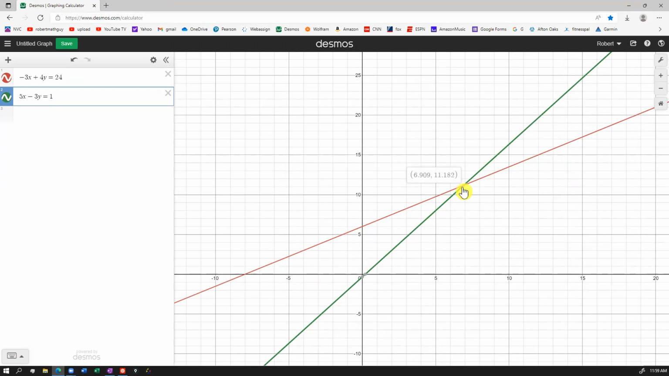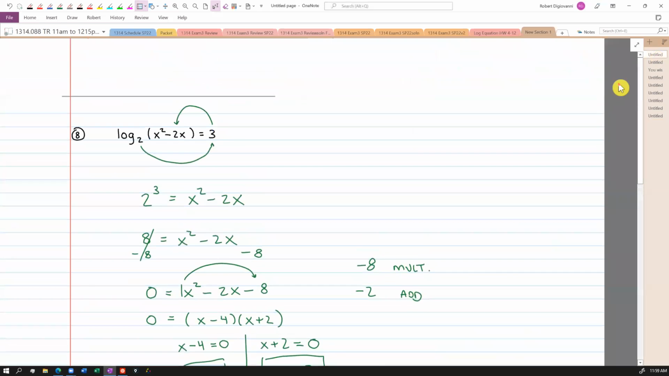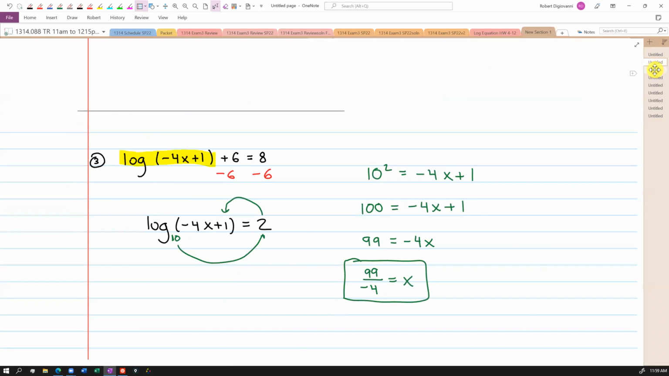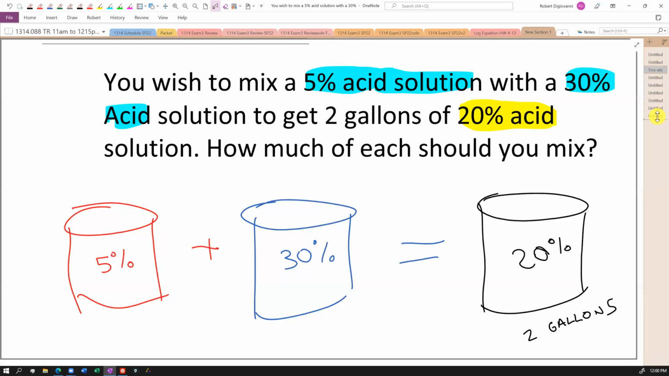All right. You ready to solve that problem that we started class with? It may seem like we can't do it, but we can do it. All right. So let's go back to the problem that we started with. Here we go. You wish to mix a 5% acid solution with a 30% acid solution to get 2 gallons of 20% acid solution. How much of each should you mix? So before we do this, I'm going to move this to the end of the notes here.